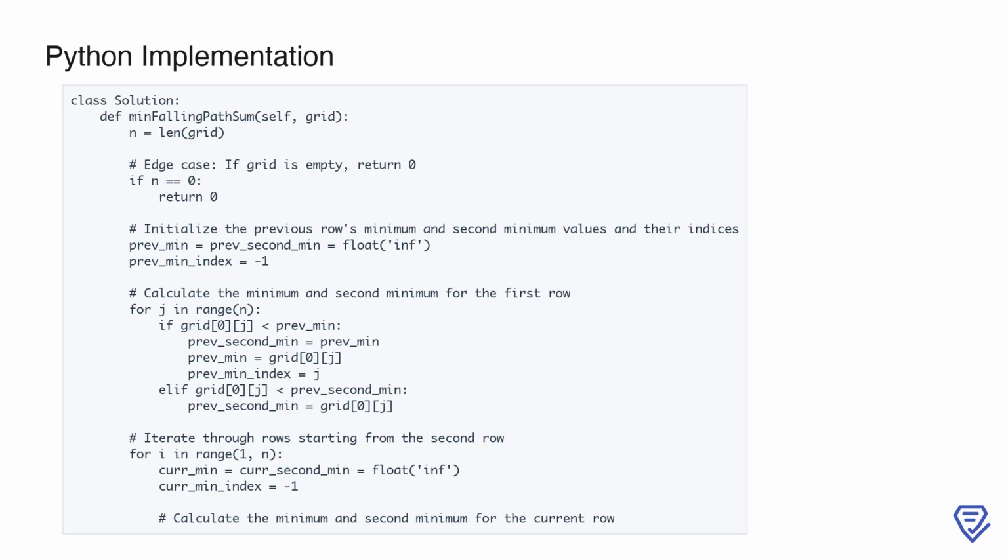Next, we initialize variables to track the minimum and second minimum values from the previous row, as well as the index of the minimum value. These are set to infinity and -1 initially because we haven't processed any rows yet.